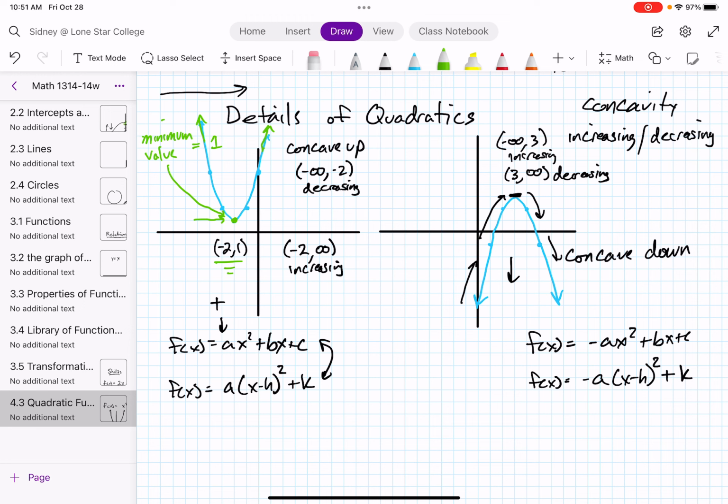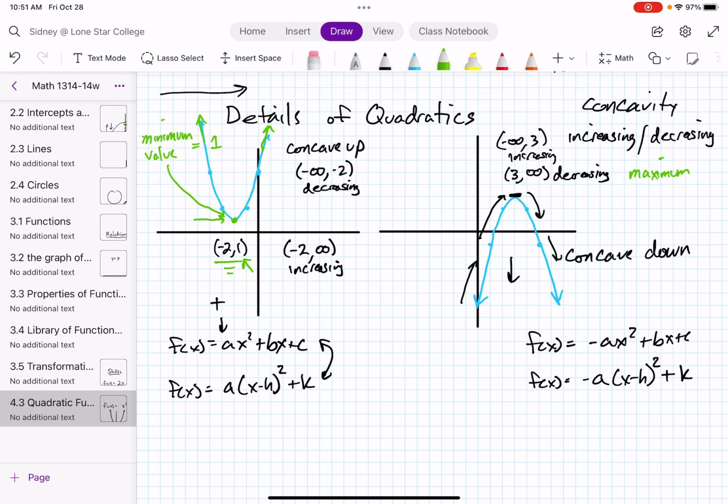Now, when it says value, that specifically is talking about the y value. So you would not put the point -2, 1. -2 is not the value, -2 is the input. We're talking about the output. The lowest value, the minimum output, the minimum y value is going to be the y coordinate of a concave up vertex.